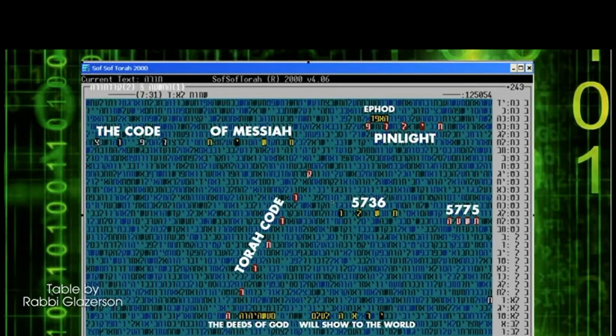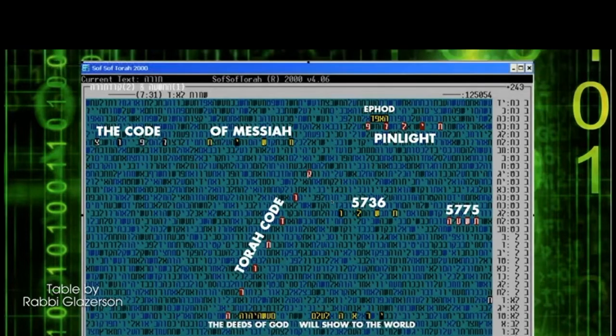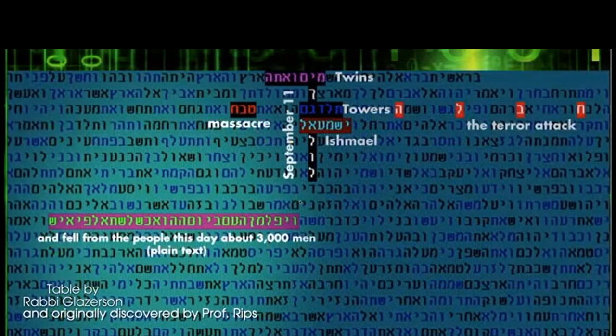We think that the ephod might have been a computer. It's very possible because of the lights that would come off and on to answer questions that it was some kind of very high-tech device. The keywords in the middle say "Torah code," and it has the years, 5736. That was the year that the code was discovered, and then 5775 was the year our film came out. And then down in the plain text it says, "Will show to the world the deeds of God." That's kind of a cool table. To show how the plain text works with actual text, this is one of my favorite tables.